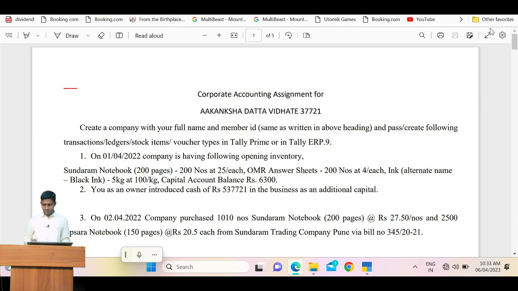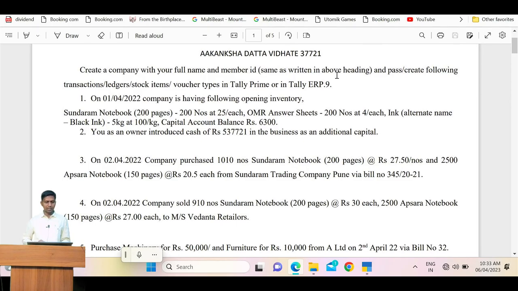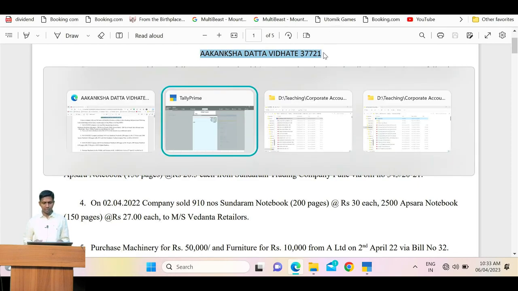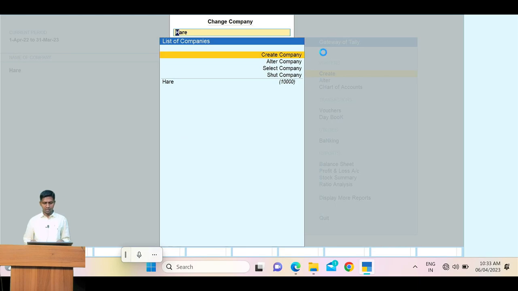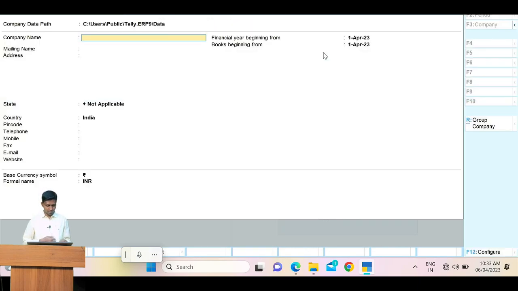Now this is the assignment. In this assignment, just read: create a company with your full name and member ID, same as written in the above heading. Now you have to create it with this name only, just copy, and then after copying here, say create company. I want to create a company, therefore select the create company option. Now cursor is there, just check on my screen. I have a main screen as well in front of me.